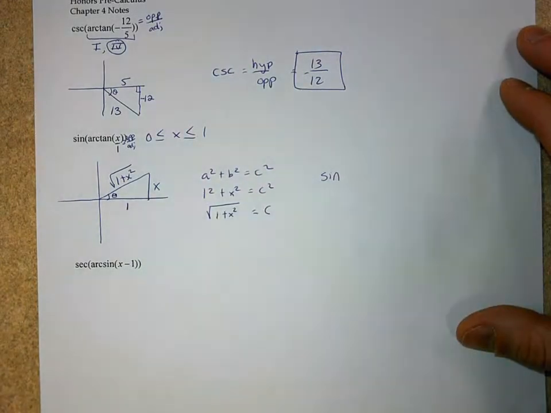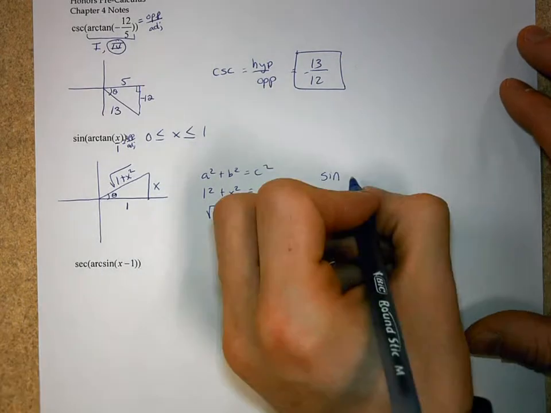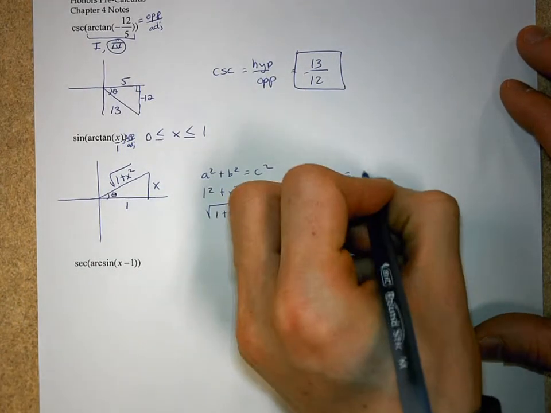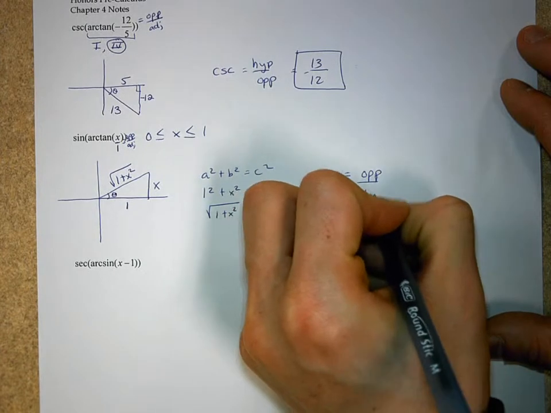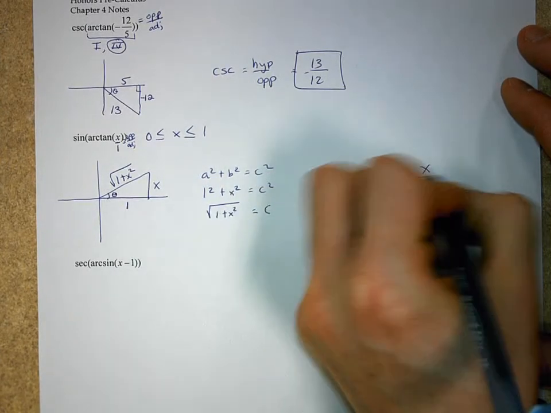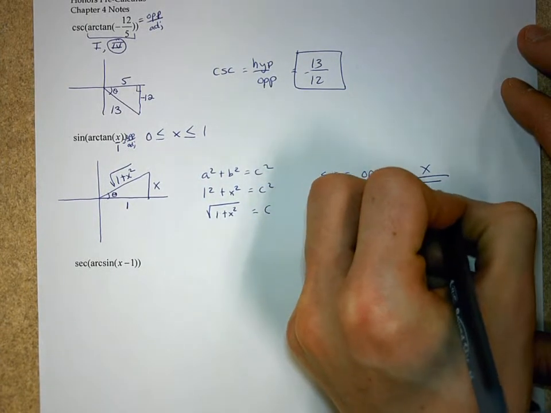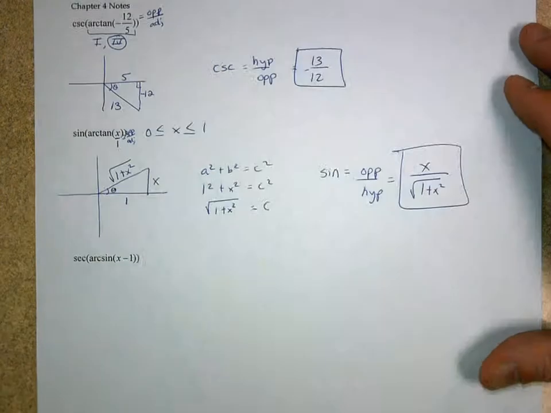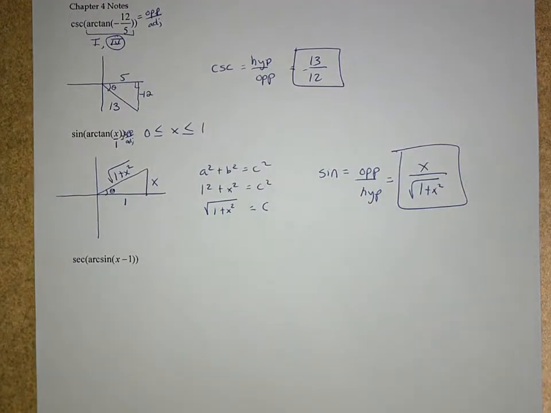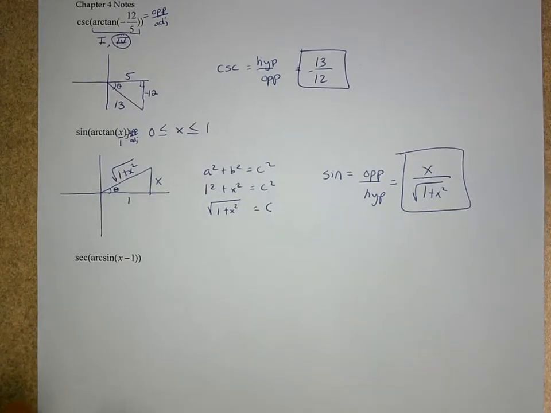The last piece, now that we've solved the arctangent, is we want to find the sine of this value. We know sine is opposite over hypotenuse. So there's my relationship, x over the square root of 1 plus x squared. If you want to rationalize it, you can, but it is not necessary.